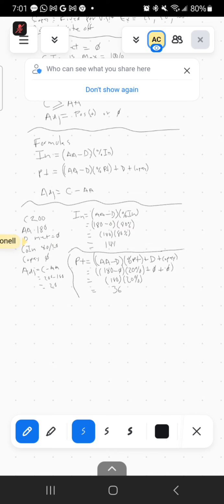So how did you get the one on the bottom? I did the 180, subtract 0, which would still be 180, and then I multiplied it by the 20%, and that's what I came up with, 36. 36. Cool.